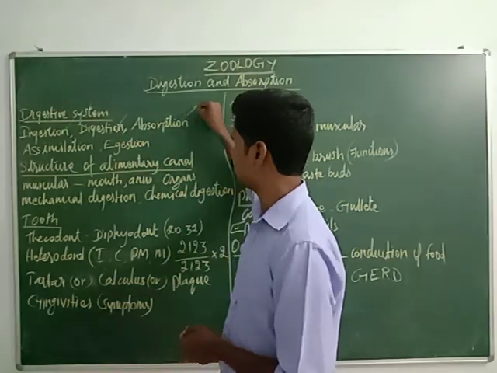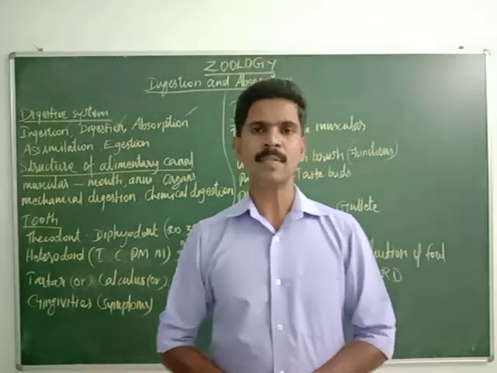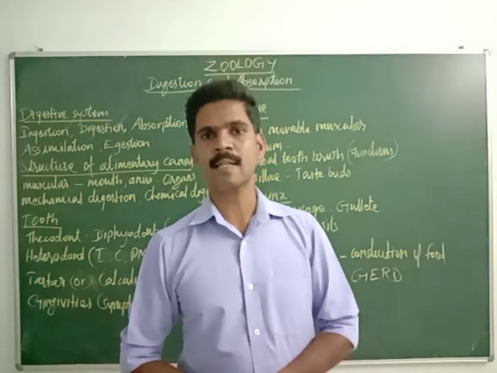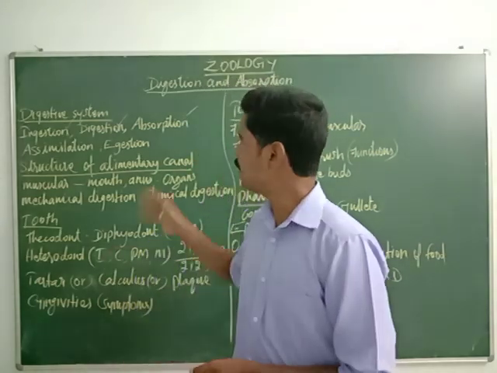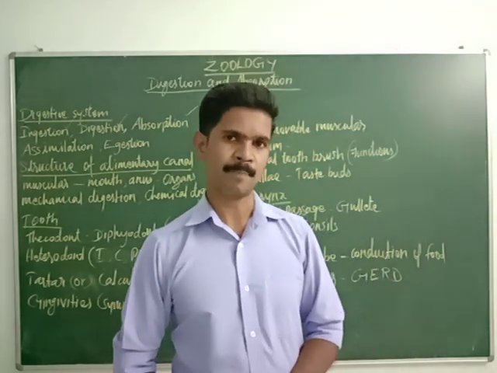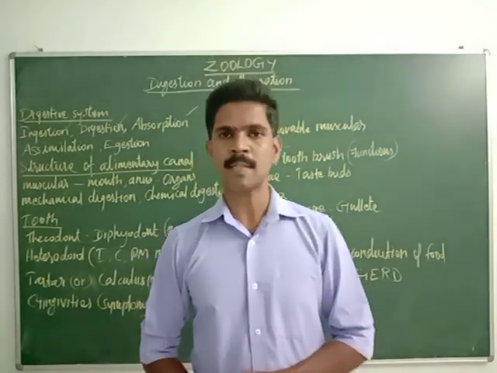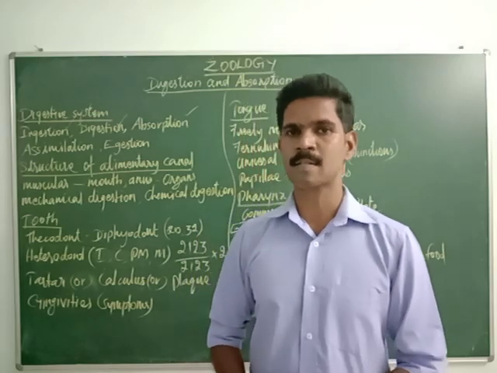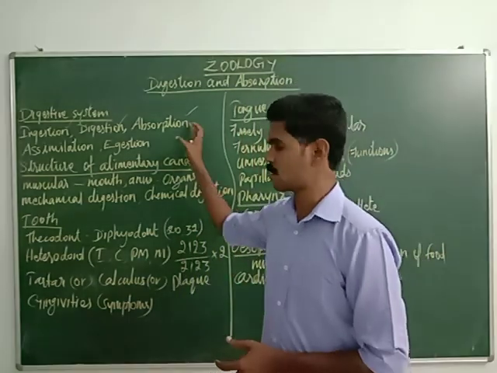And the third one is that the digested food materials are entering inside the blood. Okay, entering inside the blood. This process is called absorption. The digested food materials enter the bloodstream. This process is called absorption.